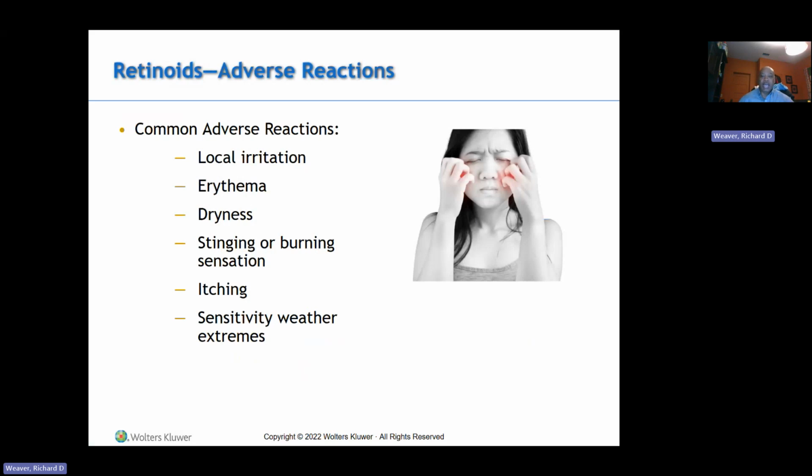Now, these reactions can become worse with the use of medicated or abrasive soaps, or even cleansers. Local reactions lessen as we use these topical medications over an extended period of time. So these local reactions will subside. Sensitivity to weather extremes, be that hot or cold, may also happen. So the skin might be a lot more sensitive to hot and cold weather.